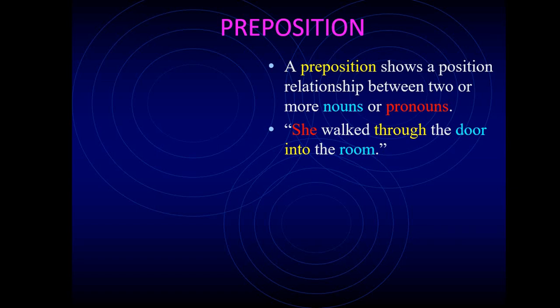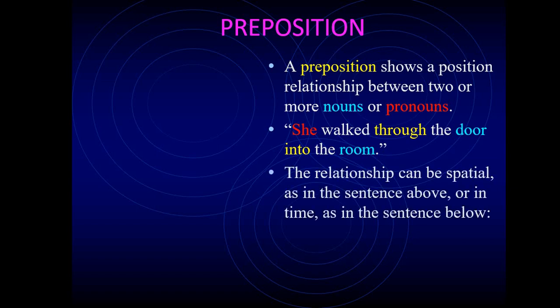So the role of the preposition is to connect words in a sentence, connect nouns or pronouns in a sentence. The relationship can be spatial. Now, when we say spatial, we mean it has to do with space, as in the sentence above. So, through the door, into the room, we are talking about a place, describing a place. So these prepositions describe a place. They're called spatial ones. And, or time, as in the sentence below, which is this one.